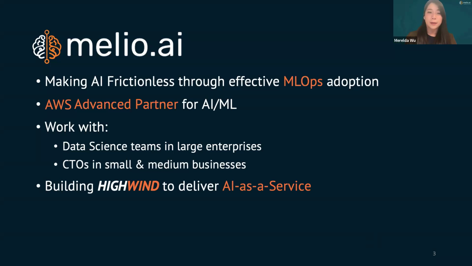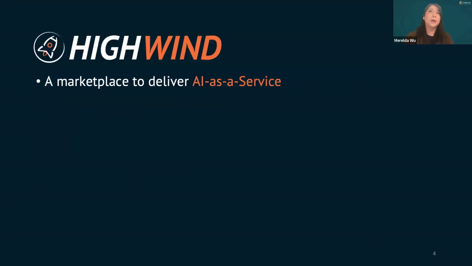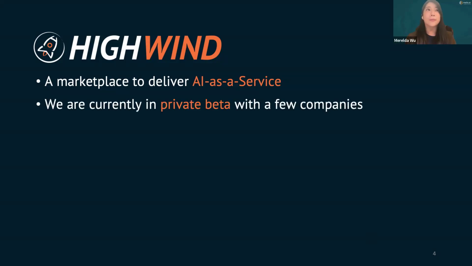So a few people can get confused. Melio is the company and Highwind is the product or the platform that you will be using to complete this competition. So Highwind is a marketplace to deliver AI as a service, even though right now you're only seeing one side of it because we locked it down for the specific competition. But I'll also just want to give you a brief overview of what it is like. So after the competition, if you want to participate, you can.